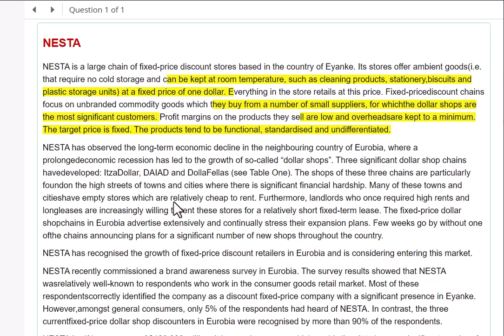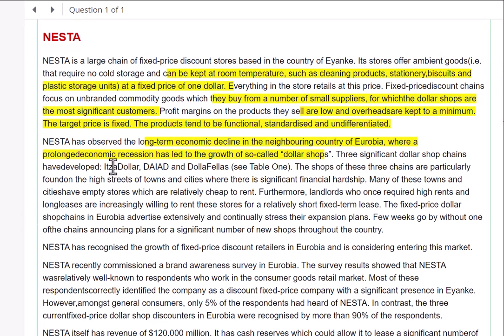Now, Nesta has observed the long-term economic decline in the neighboring country of E, where the prolonged economic recession has led to the growth of so-called dollar shops. Three significant dollar shop chains have developed: ID, DAID, dollar fills. Basically, there is a table which gives us the details of these shops. The shops of these three chains are particularly found on the high streets of towns and cities where there is significant financial hardship.